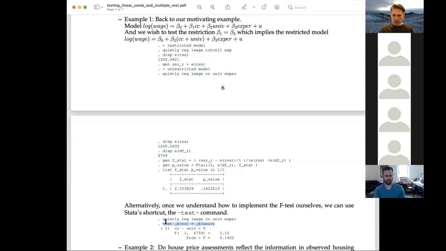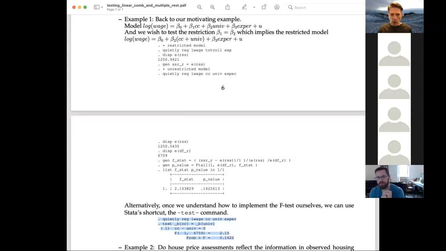And essentially the idea there is very simple in that you can understand the syntax, just by thinking about it and saying, if I was going to display the parameter estimate for the return to a year at the community college, that's how I'd type it. Well, in using test, we can use exactly that same notation, and we get the F statistic and the p-value.